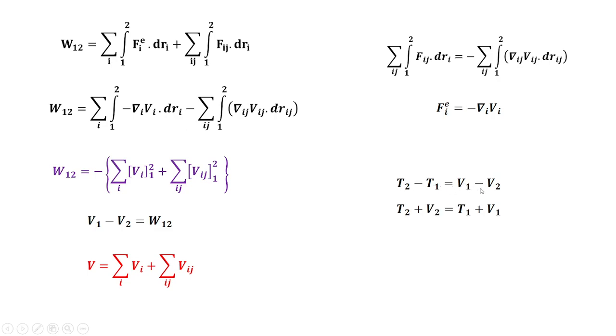T2 minus T1 equal to V1 minus V2, so T2 plus V2 equal to T1 plus V1. Therefore, T plus V equals a constant. Kinetic energy plus potential energy is equal to a constant. Hence, the conservation of energy theorem is proved.